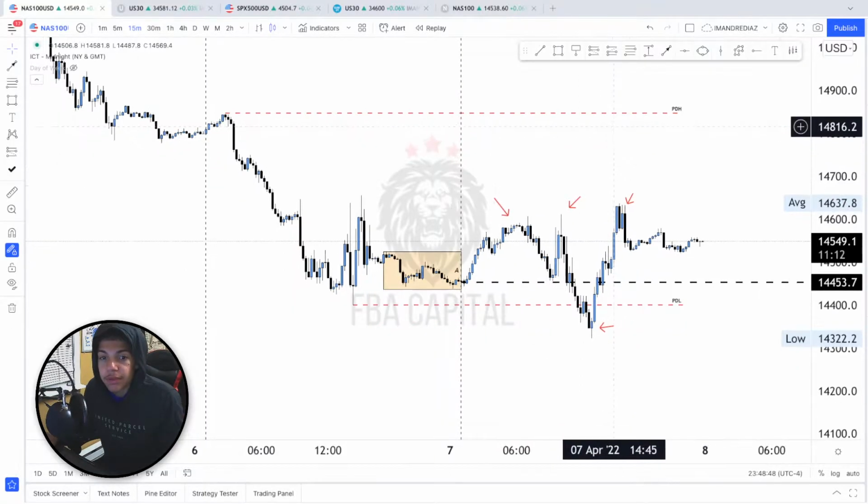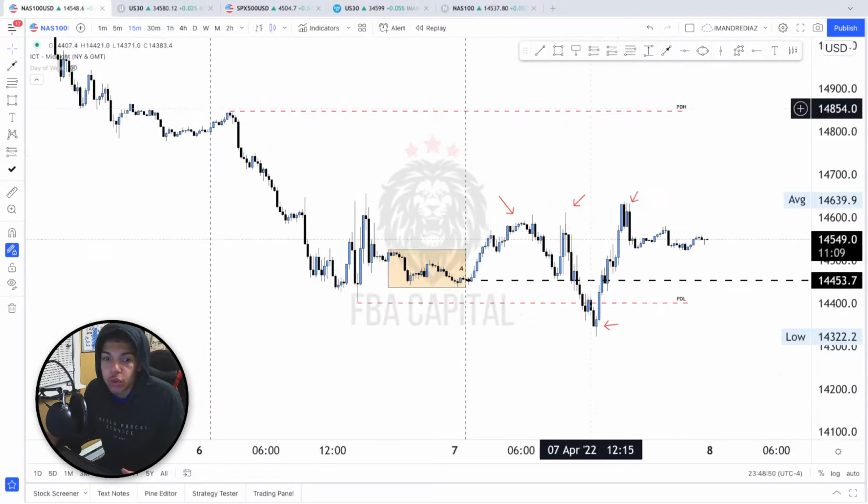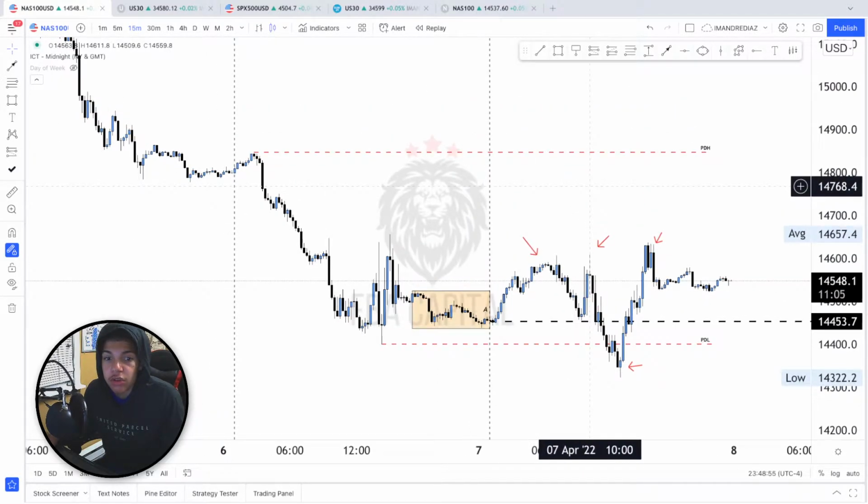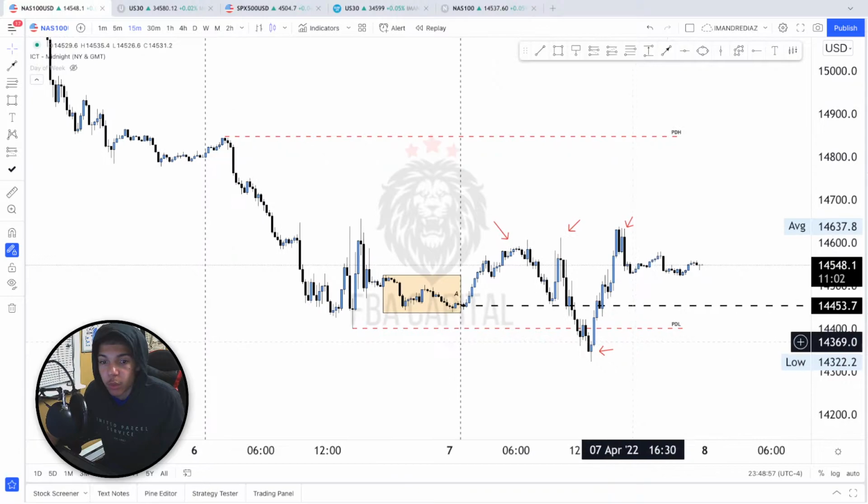And that's really it. Nothing much really happened today, but I'm going to get into overall what happened and how you could have been able to take advantage of this price action. So let's get right on into it. The first thing I want you to pay attention to is this low down here. Why is this low important?